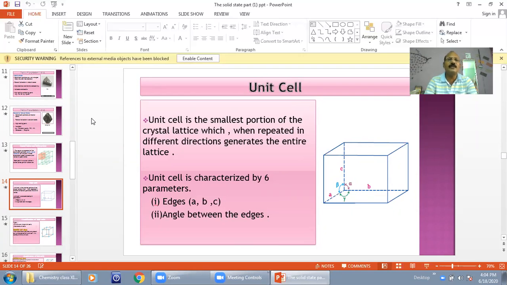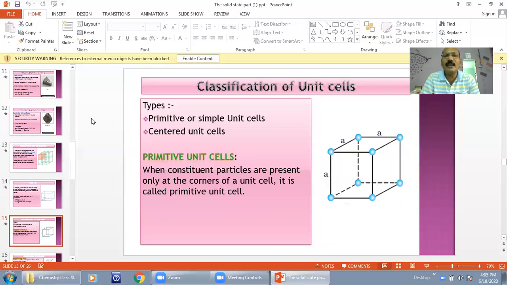So what is unit cell? Unit cell is the smallest portion of the crystal lattice which, when repeated in different directions, generates the entire lattice. When this unit cell is repeated a number of times, horizontally and vertically, the entire lattice is formed. And in this unit cell, there are 6 parameters, 3 edges and 3 angles.